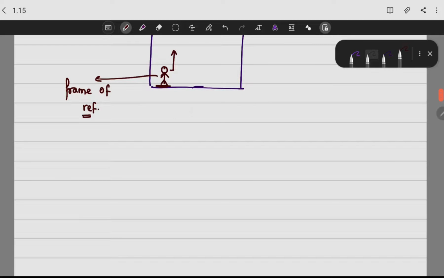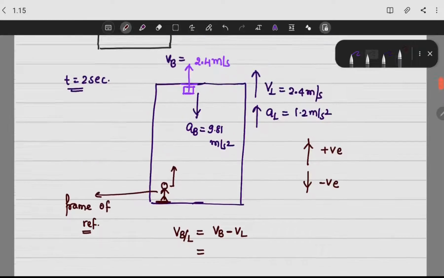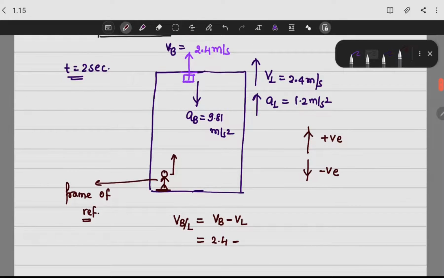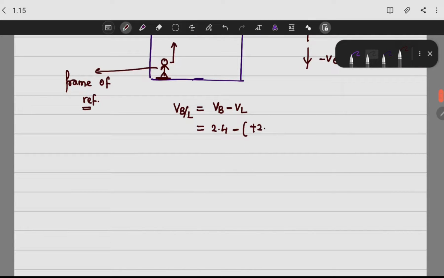If we write the velocity of the bolt with respect to the lift, that is velocity of bolt minus velocity of lift. Let us assume that the upper side is positive and the downward direction is negative. So V_B we can write 2.4 meter per second minus, the lift velocity being in the upward direction, plus 2.4. So this is equal to 0. Basically the velocity of the bolt with respect to the lift is equal to 0.